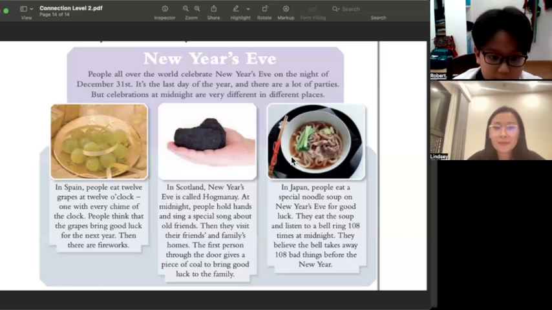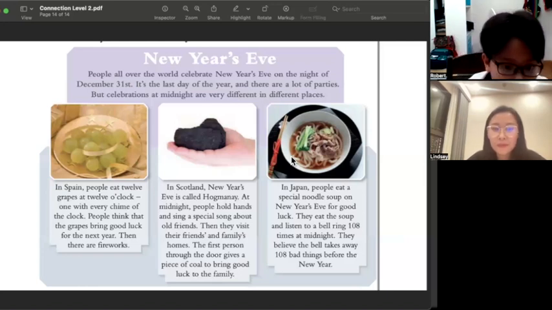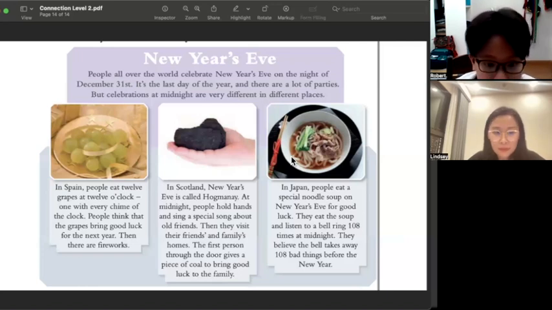In Spain, people eat 12 grapes at 12 o'clock, one with every time of the clock. People think that grapes bring good luck for the next year. Then there are fireworks. In Scotland, New Year's Eve is called Hogmanay.